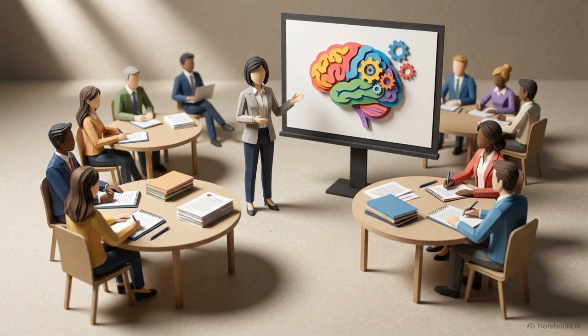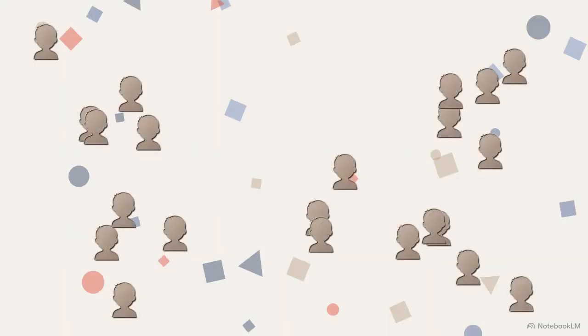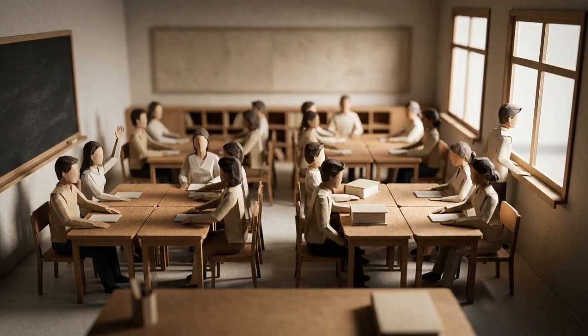K-2 teachers who complete structured literacy training know the science of reading inside and out. The 5 pillars, the scope and sequence, the explicit modeling, it all makes perfect sense in the workshop. Then Monday morning arrives. You face 22 students with wildly different needs.